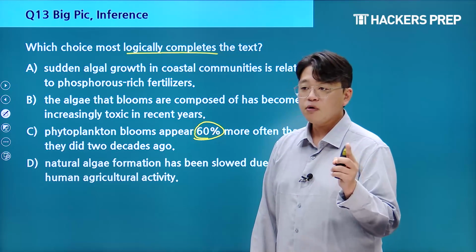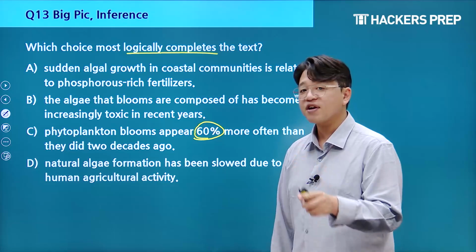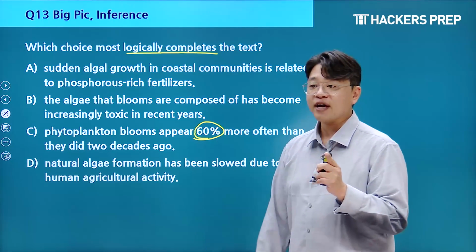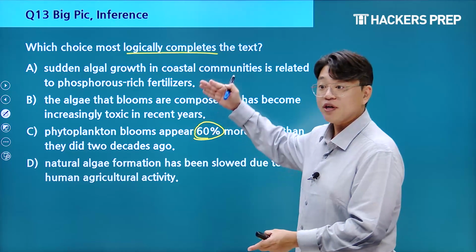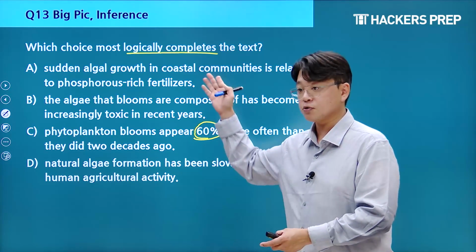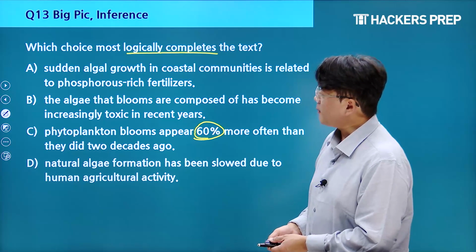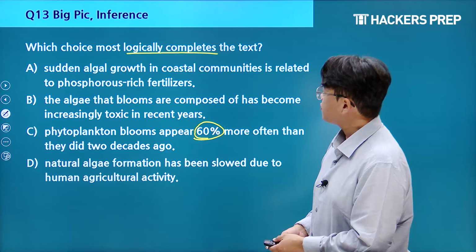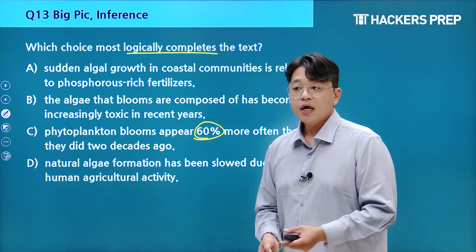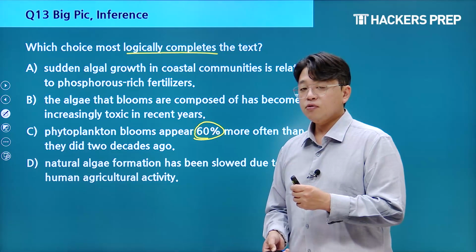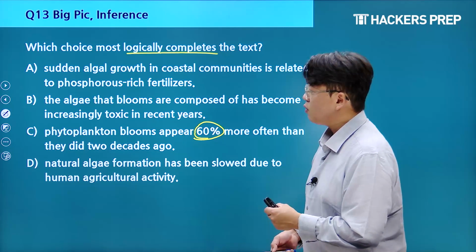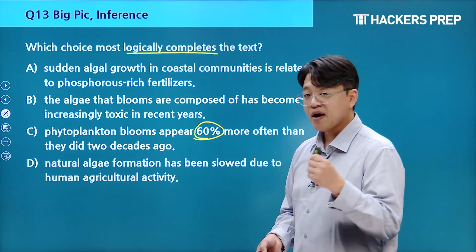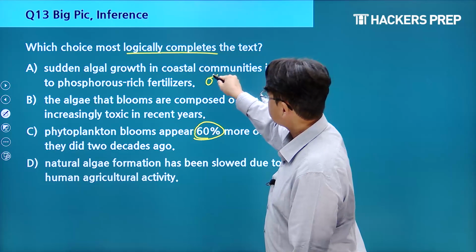But let's look at all the other answer choices as well, because as long as you have a clear idea of what you're looking for, you don't necessarily have to eliminate every answer choice. But for the purpose of explanation, I do eliminate every answer choice because I have no idea what kind of answer choices students might pick. So starting from A. Sudden algal growth in coastal communities is related to phosphorus-rich fertilizers. Once again, the reason for the algal bloom is clear in the passage, and that's not what we're concerned with. So answer choice A might contain information that may be correct, but is certainly off focus.